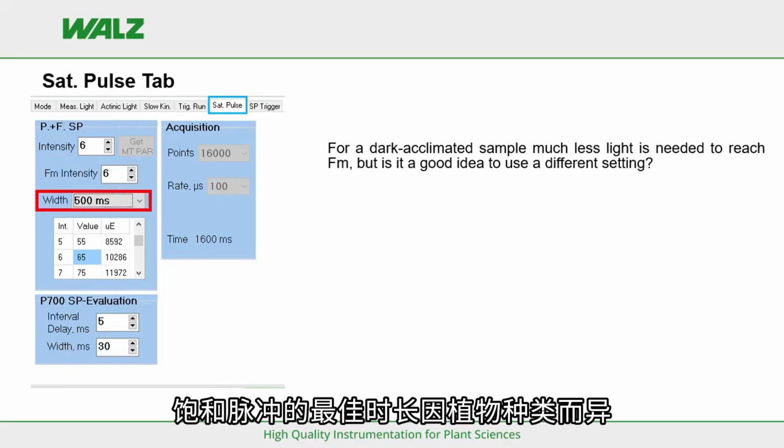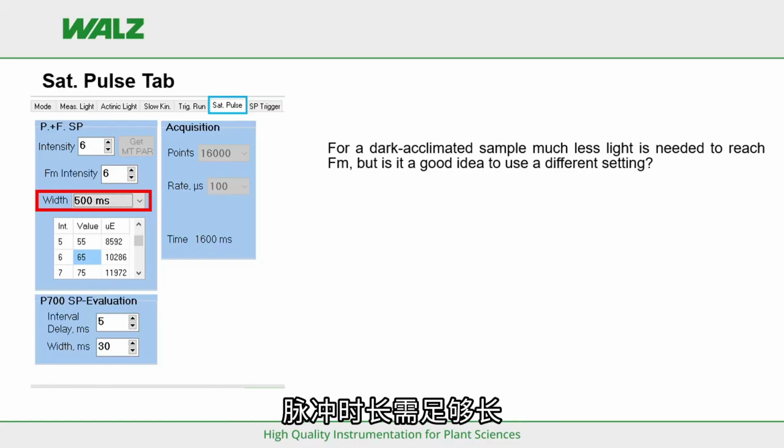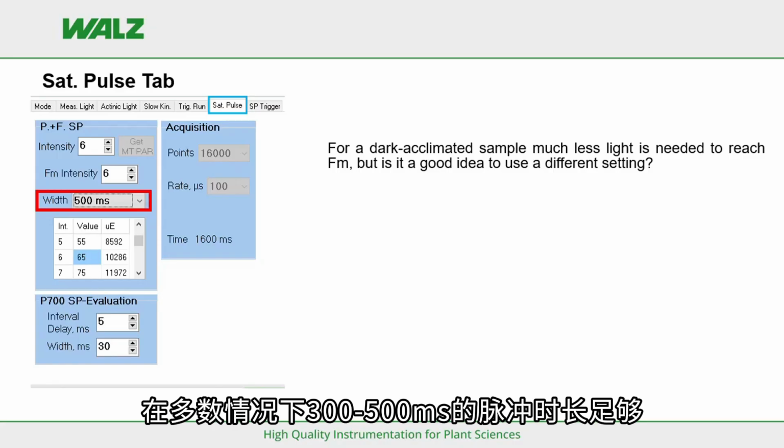The best length of a saturation pulse is plant species dependent. The pulse should be long enough to reach a stable maximum, but if the fluorescence at the end of the pulse starts to decrease again, it means in most cases that non-photochemical quenching is being induced and that the pulse is too long. In many cases, a pulse length of 300 to 500 milliseconds should be sufficient.